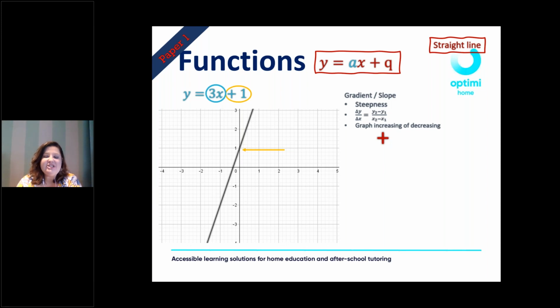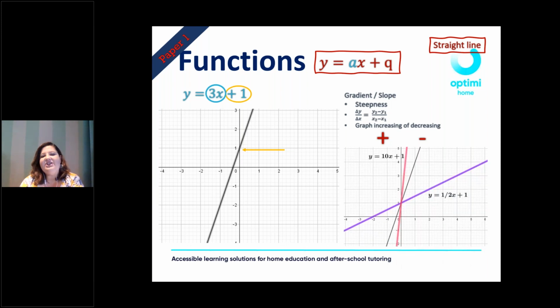It has a positive gradient or slope, so it will be increasing. But when I have a negative value like -3 for my gradient, I know that the graph will be decreasing. So the value of the graph will decrease. Right, so here I've given a few examples of what happens when my slope is a higher number or a lower number.